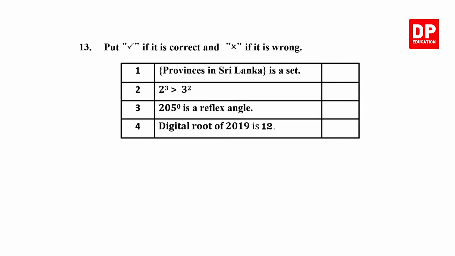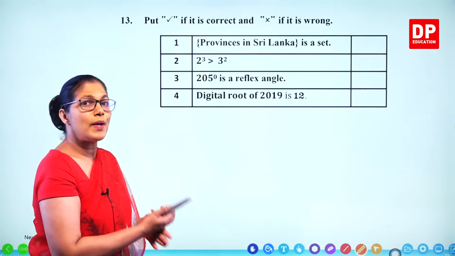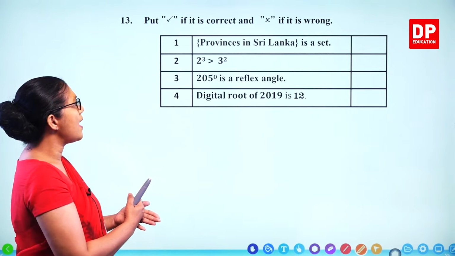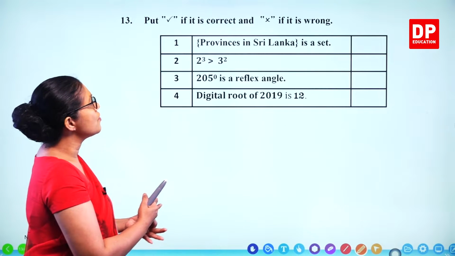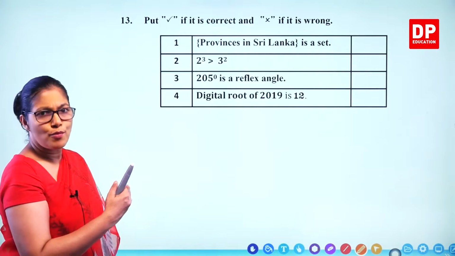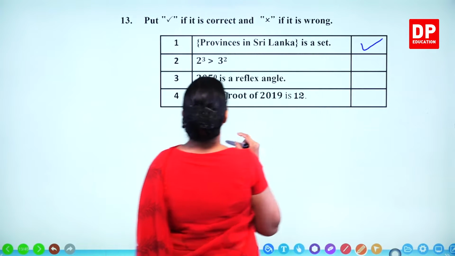Question number 13. Put correct sign if it is correct and cross sign if it is wrong. Provinces in Sri Lanka is a set. Yes, we can identify. How many provinces? 9 provinces are there. Western, Central Province, Southern, Northwest, Sabaragamuwa, like that. 9 provinces are there. So yes, that's a set.